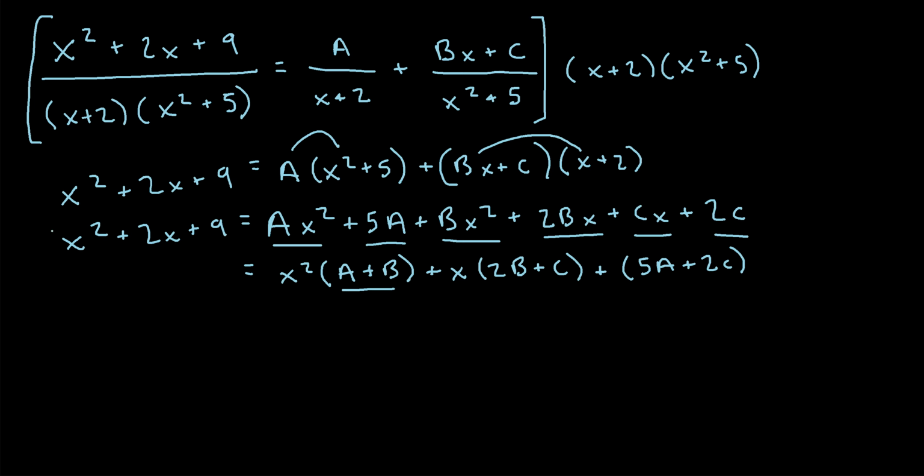So if we imagine that this x squared has a coefficient of 1, we would say that a plus b must be equal to 1. So here's how we can write that. A plus b is equal to 1.